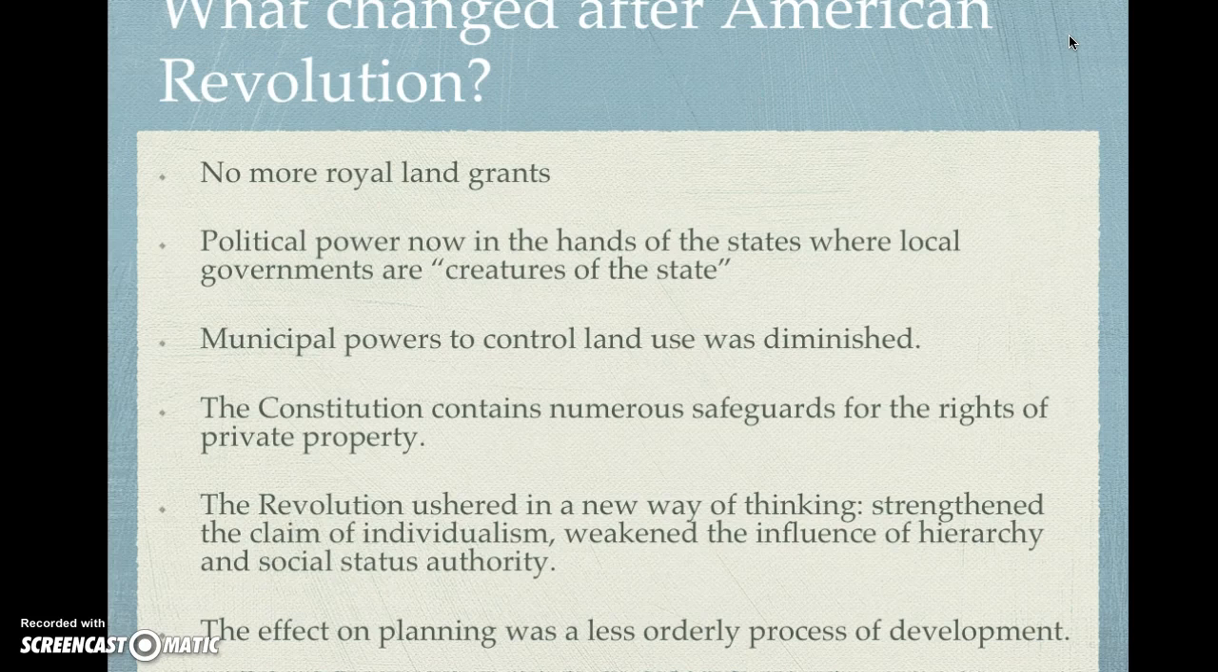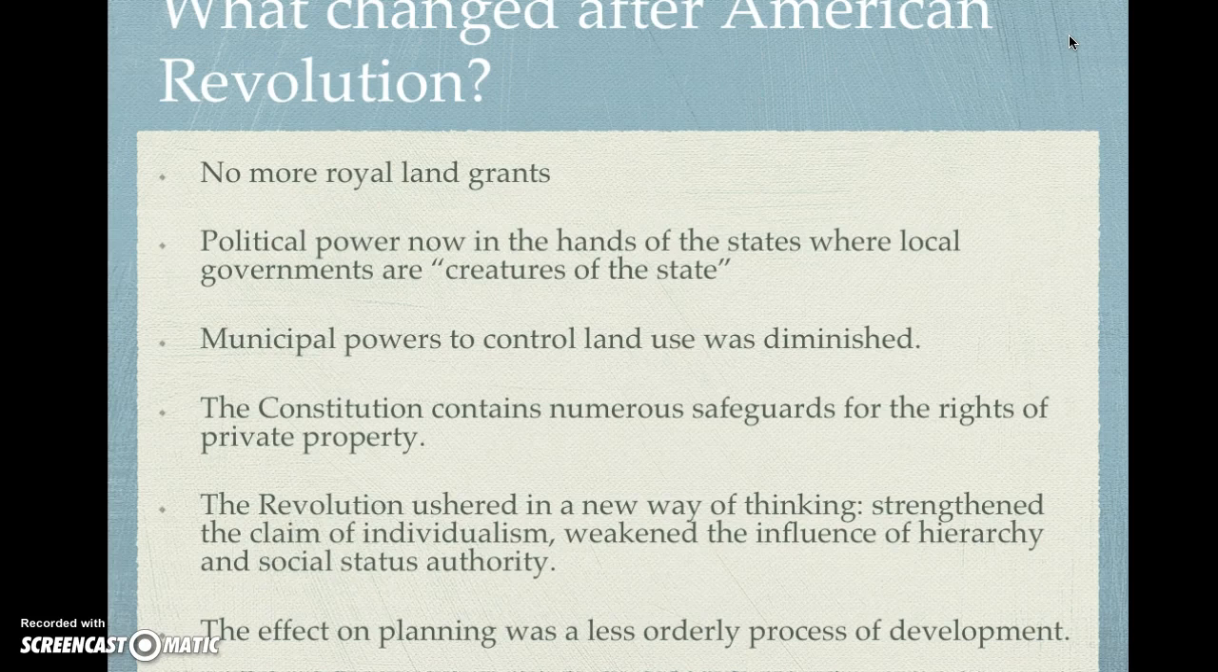So in addition to these structural changes of who has the political power, it's the idea of the American Revolution. It really ushered in this new ideology, this new way of thinking, where it strengthened the claim of individualism. I mean, this is what it means to be an American, right? Individual freedoms, individual rights. It weakened the influence of hierarchy and social status authority.